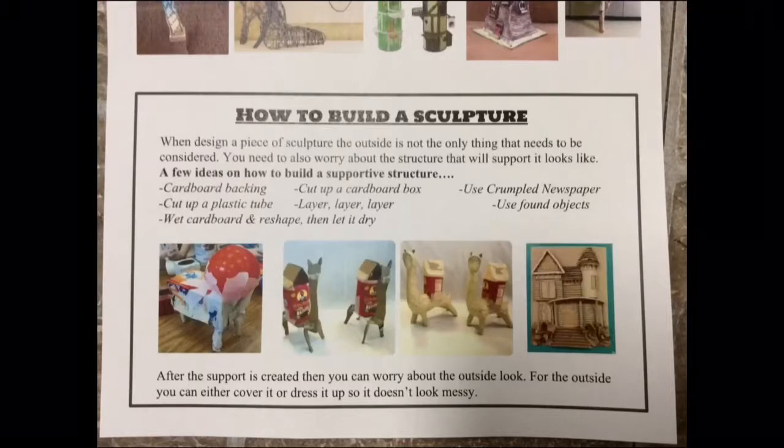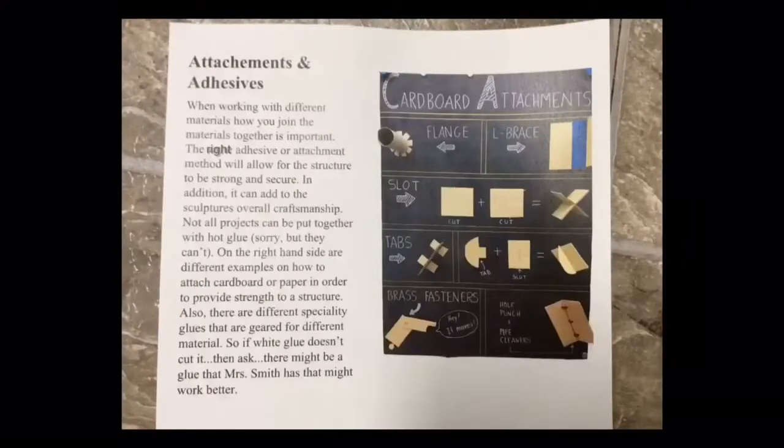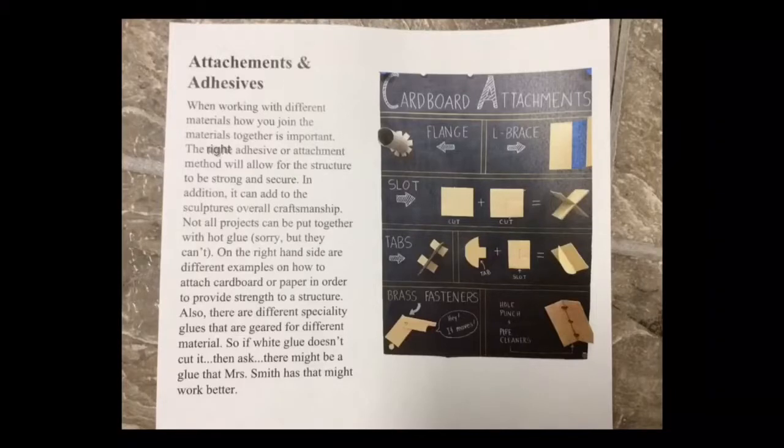After the support is created, then you worry about doing the outside. For the outside, you can either cover it or dress it up or however you want to do that, okay? So with sculpture, you're going to have to be building these and attaching things. And one of the things that you're going to need to worry about is craftsmanship, is how clean something looks. And when you're dealing with glue and attachments, you might want to start thinking literally outside the box, okay?